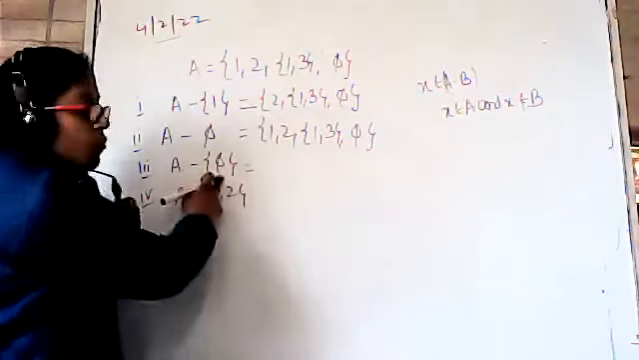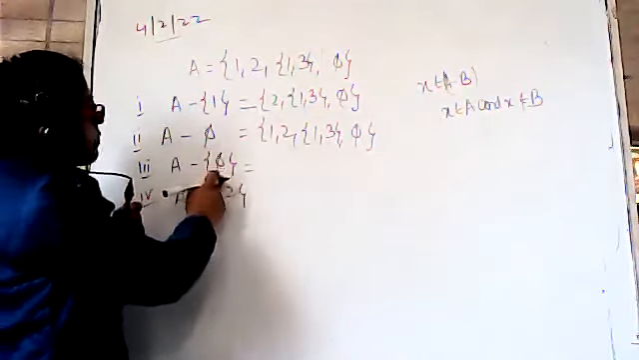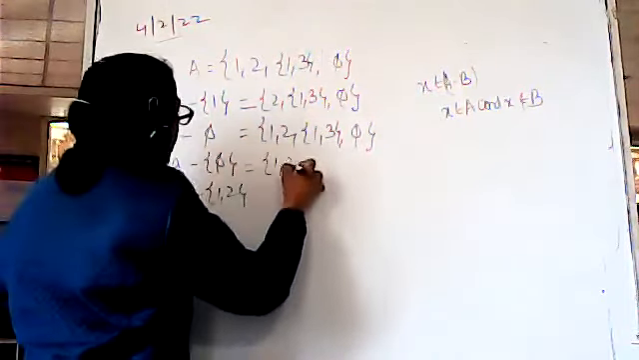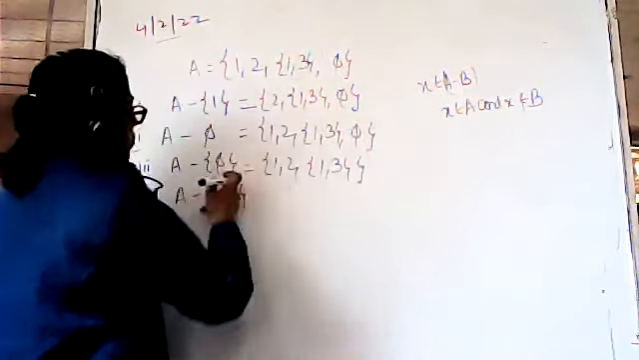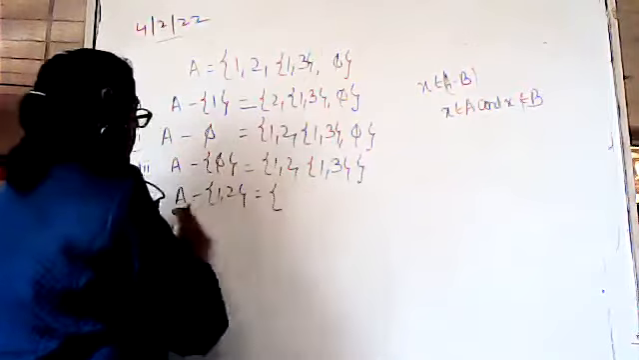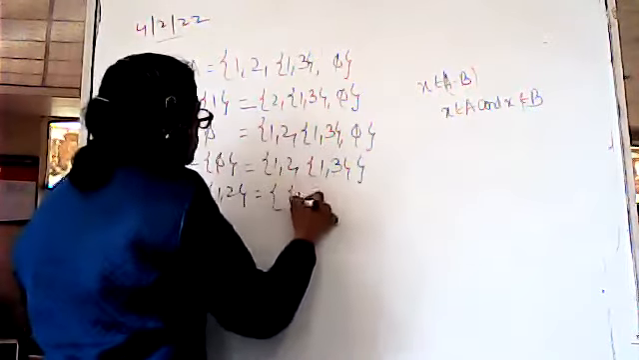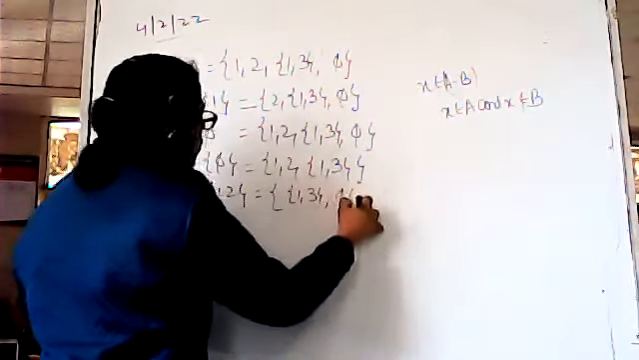A minus 5. Now we are to delete this set 5. So it will be 1, 2 and 1, 3. Now this 5 will not be here. At the end, A minus 1, 2, A minus 1, 2 means 1, 3, 5.